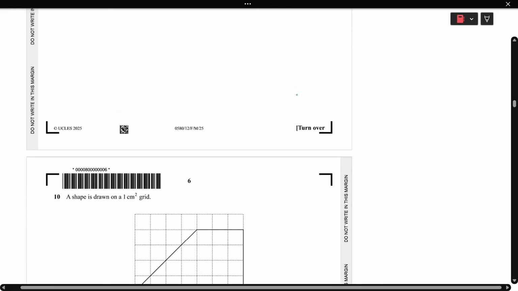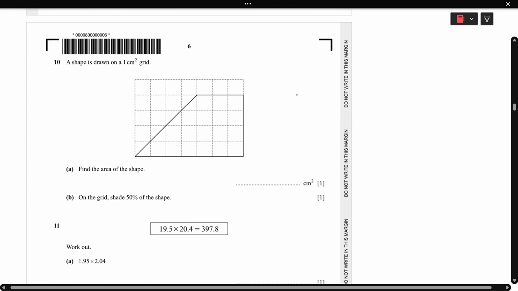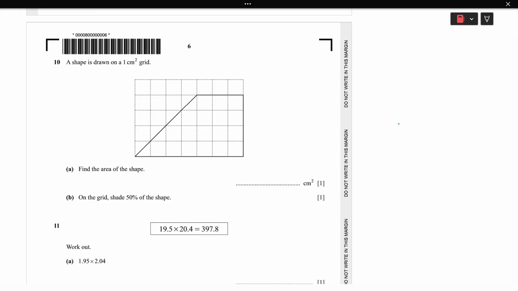Okay, the next one, the shape is drawn on the grid. Find the area of the shape. So the shape is a trapezium. Area of a trapezium equals the parallel sides, so we'll write (a plus b) by 2 times height.